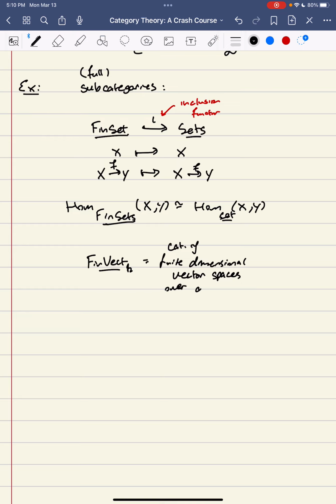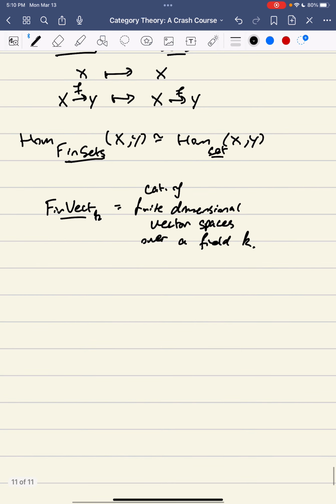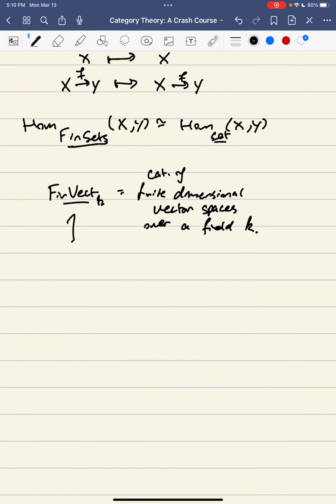Over a field K. This is a subcategory, a full subcategory of the category of vector spaces. Again, you have an inclusion functor. It's usually written as I or iota.